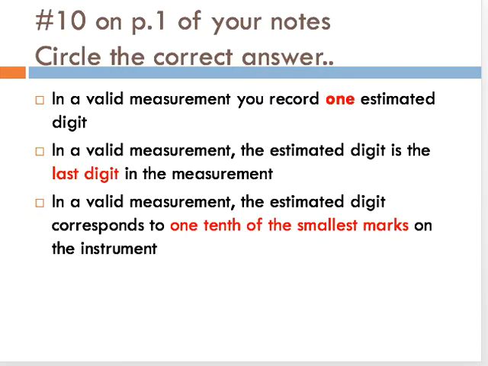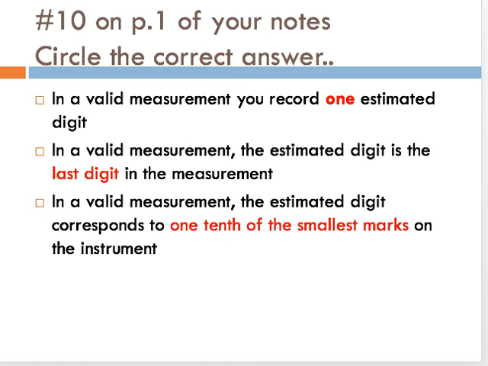So in a valid measurement, one that we consider honest and valid, you record one and only one estimated digit. So one beyond the markings. In a valid measurement, the estimated digit is the last digit. That makes sense. And in a valid measurement, the estimated digit corresponds to the next place, so 1/10 of the smallest mark on the instrument.